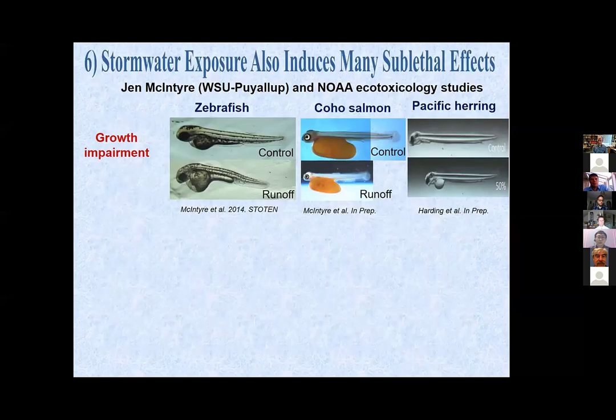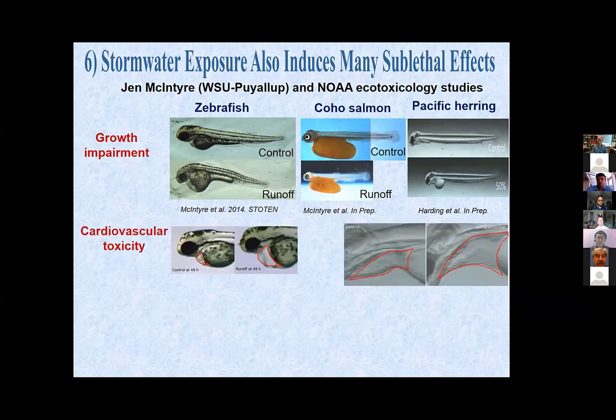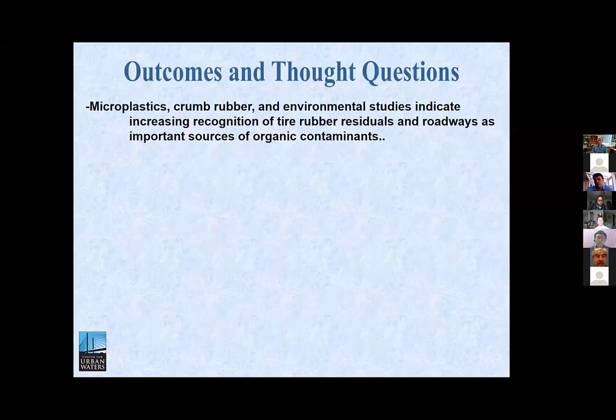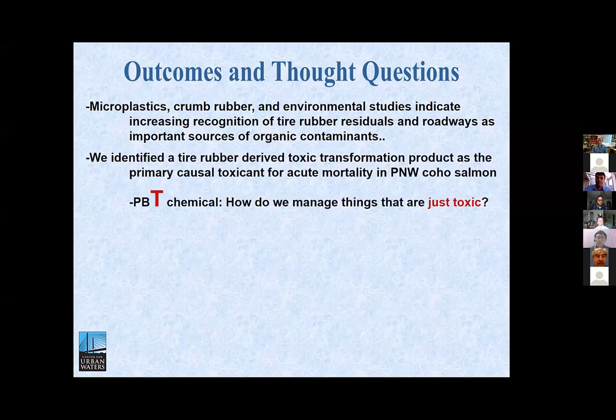Again, in the interest of time, I won't go through this. There's a whole bunch of sublethal impacts that are important with respect to stormwater as well. Look up some of Jen's publications on growth impairment, cardiovascular toxicity, and sensory neurotoxicity. But my outcomes from what I want to just mention here: microplastics, crumb rubber, and environmental studies are indicating a real recognition of tire rubber residuals in roadways as important sources of organic compounds, contaminants.